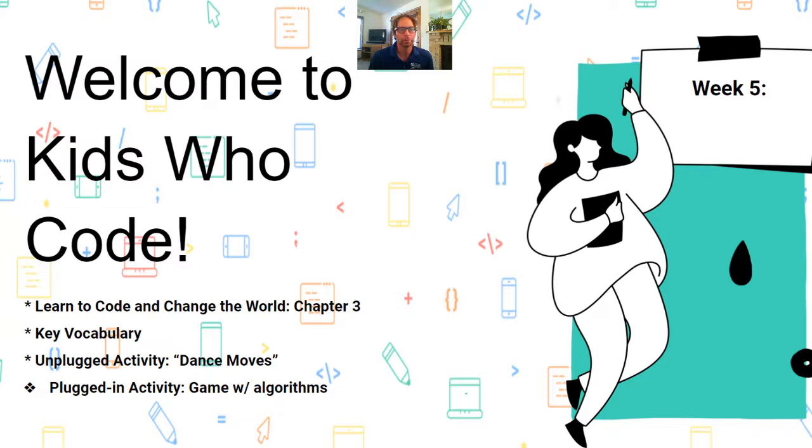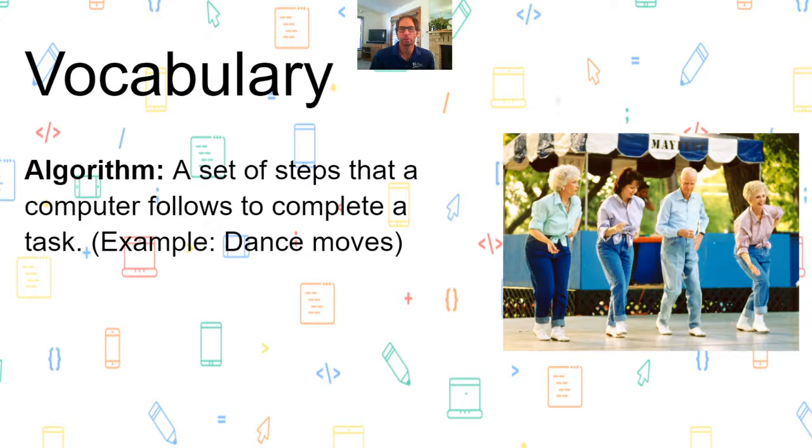Okay, so we are in chapter 3 of the Girls Who Code, Learn to Code and Change the World book, and we're going to go over some of the vocabulary words in that chapter. The first one is algorithm. An algorithm is a set of steps that a computer follows to complete a task. If you want to think about it in real life, if you've ever taken a dance class before or learned some new moves, typically there's a series of steps that you do to perform that dance, okay?